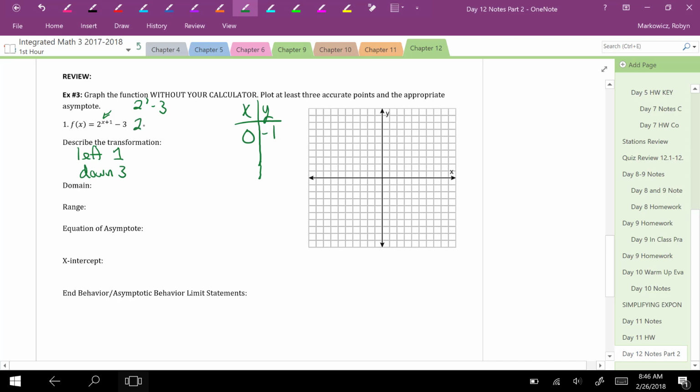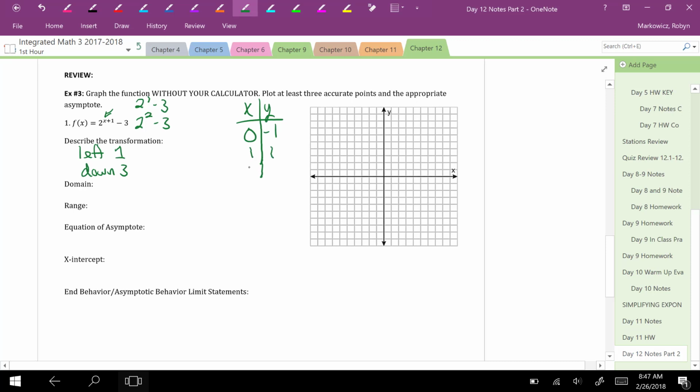Give me another x value. 1, 1. I would get 2. What's 1 plus 1? 2, 4 minus 3 is? 1. All right, give me one more. 2. What is 2 plus 1? 2 cubed is? 8, minus 3? 5. Do we have to do any transformations on these points?